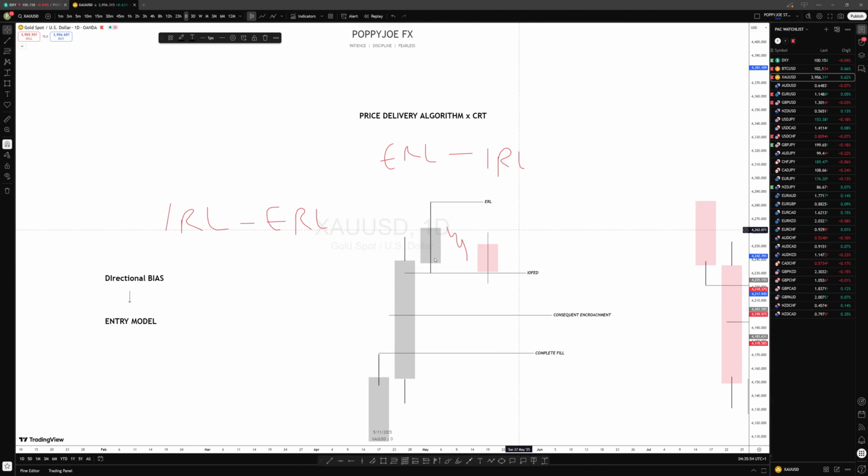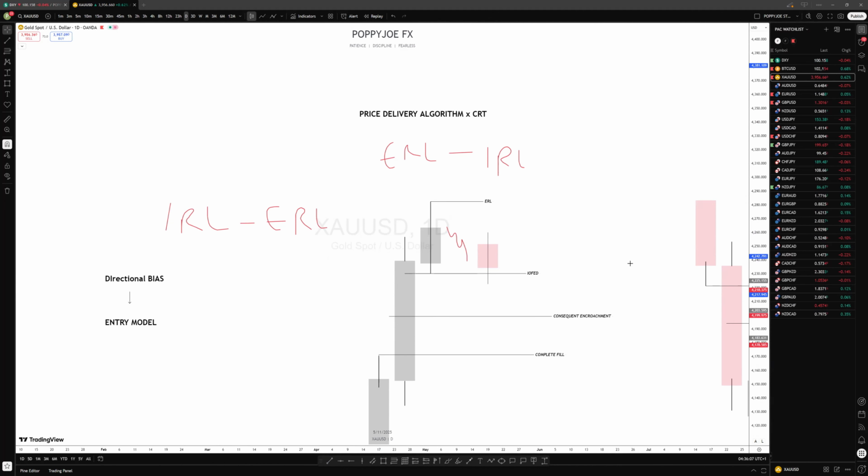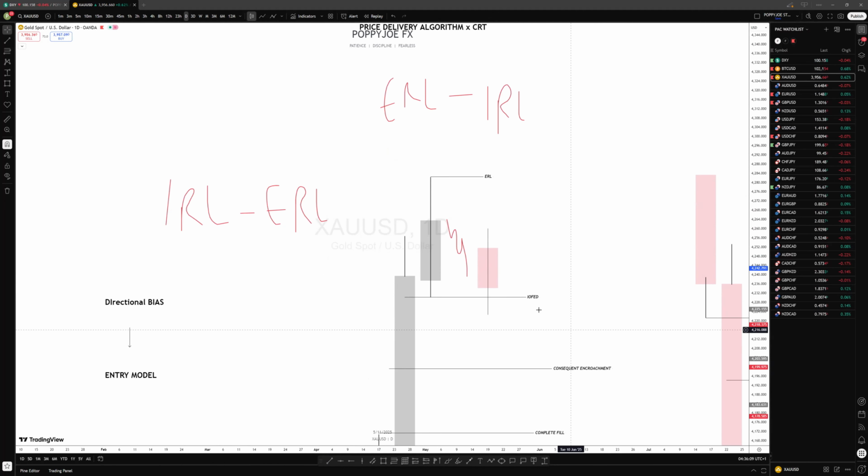So if price trades into your fair value gap and you see price not closing or rejecting, you can see that rejection here, right, with the wick not closing below it. We can tell that price has already mitigated this IOFED. Remember, the IOFED and the fair value gap here are all constituting part of the internal range liquidity. When price takes internal, you can see price goes from external into the internal. Then when it's done taking internal, it goes back to external. It's a simple model and it's as simple as that.